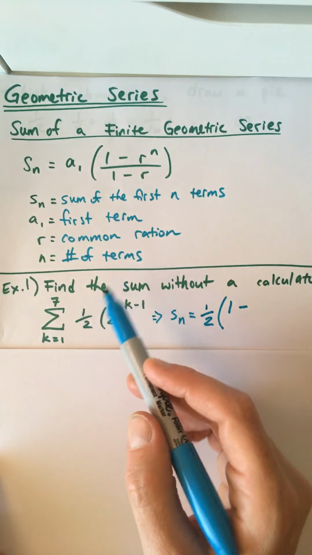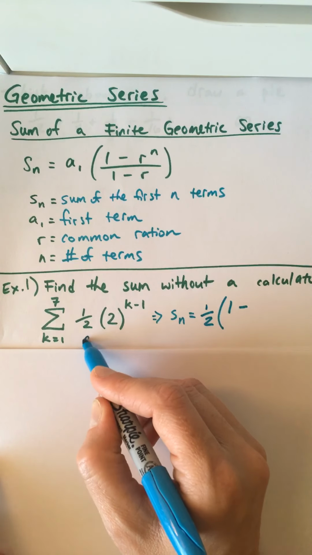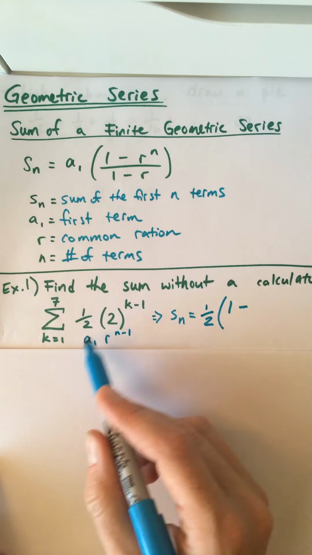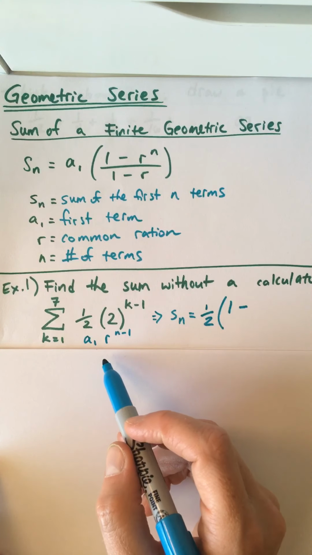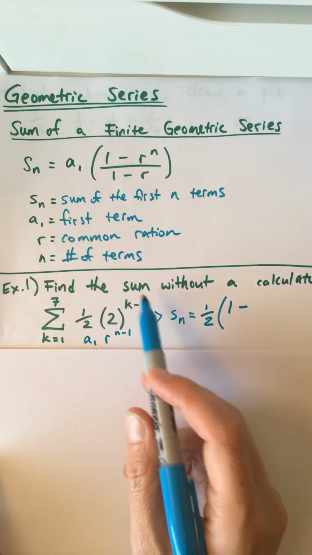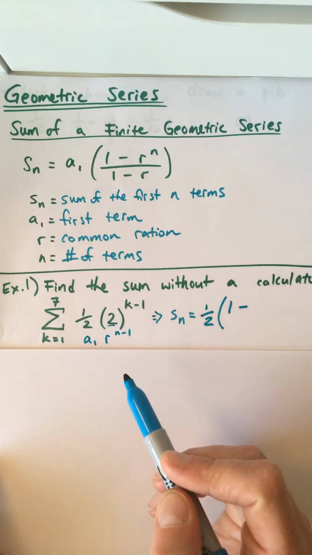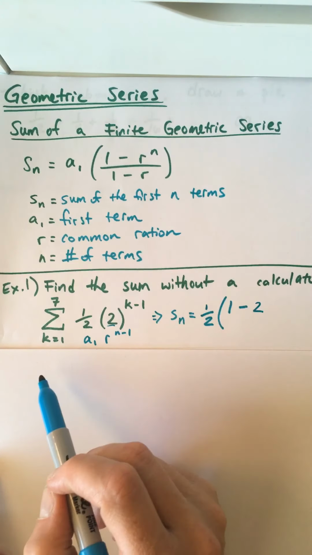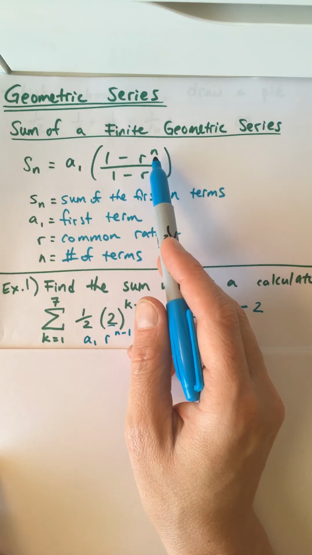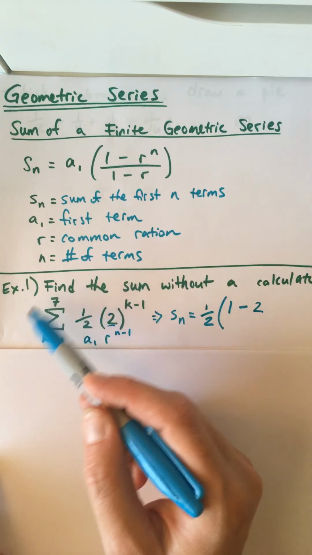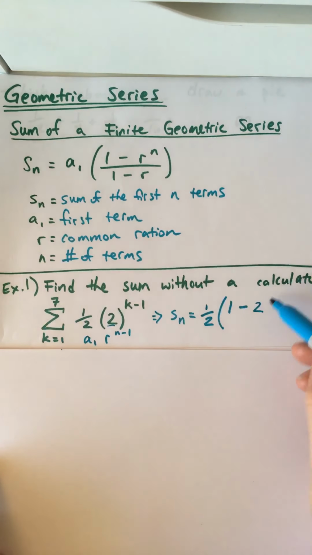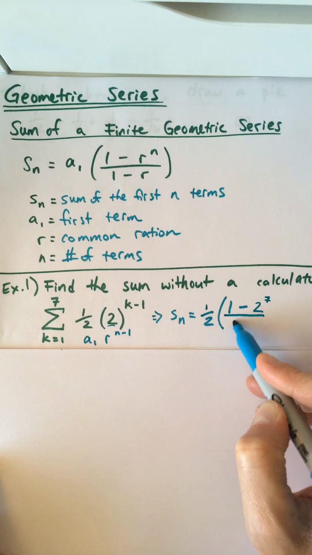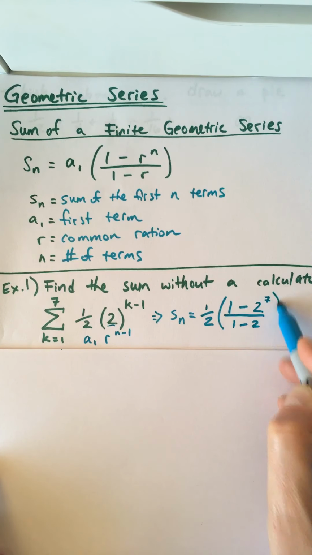Well, this expression is written in the form a1 times r to the n minus 1. This is that formula of the nth term of a geometric sequence. So just from reading the formula, we can see that the common ratio is 2. And we're going to raise it to the power of n. In this case, we're asked to find the terms from 1 to 7, so n is 7. Divided by 1 minus r, 1 minus 2.